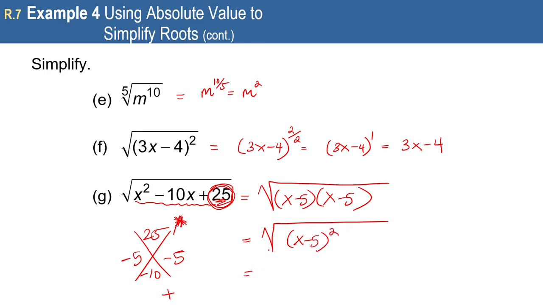And notice that this is the square root of a squared term. So I could write this as x minus 5 squared divided by 2. And this simplifies to x minus 5 raised to the 1, or just x minus 5.